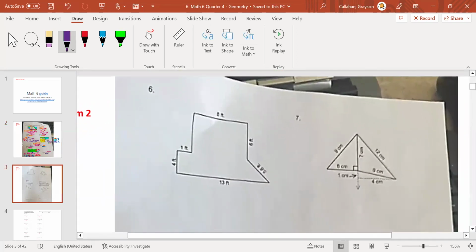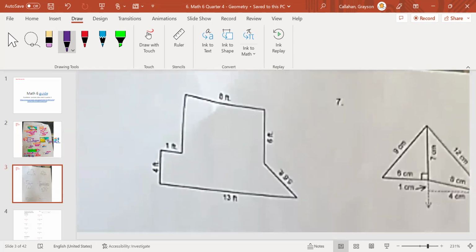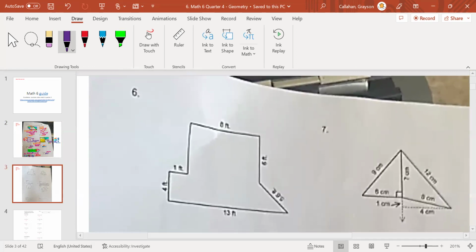Number 6. Let's try and find the perimeter first. This is gonna be pretty easy because all you're gonna do is just add everything, right? Which side does it not give you? That side. Yeah, but what do you think that side is gonna be? I think it is going to be the same as this side. 6. So add everything together, please.